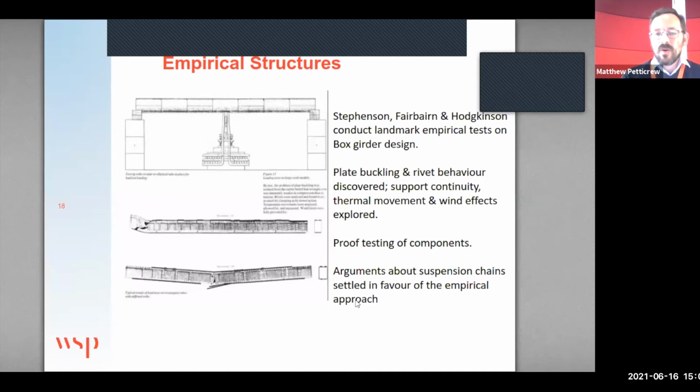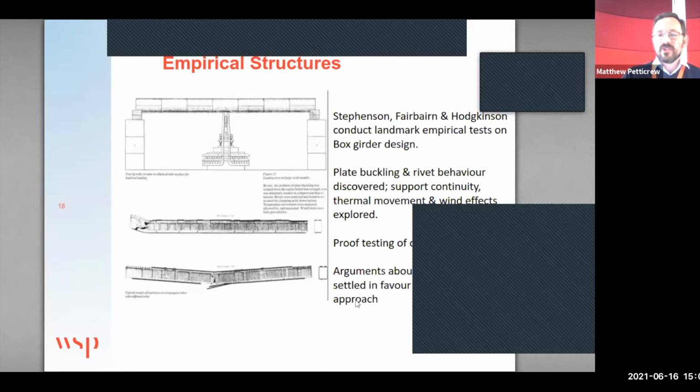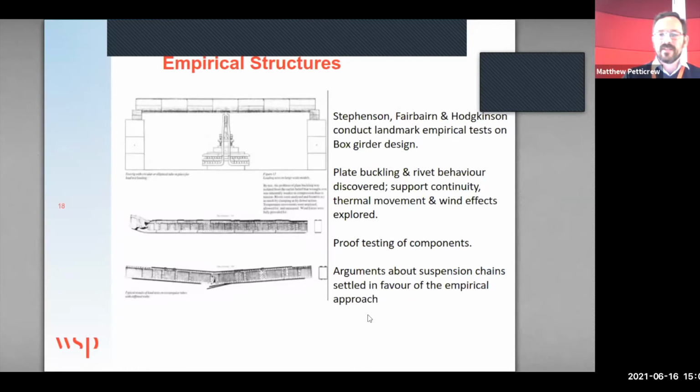There was a big argument that the three engineers had about whether suspension chains were required to supplement the strength of the bridge and to help it carry the load. Hodgkinson, who was developing some mathematical formulas, believed that chains were required, while Fairbairn, who had been more in charge of the testing, believed that they weren't. And this argument went on for so long that they actually had to build the bridge piers up to the point where they could hang chains if they wanted to.